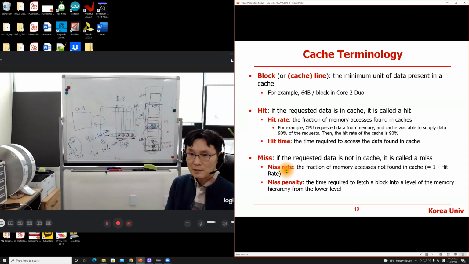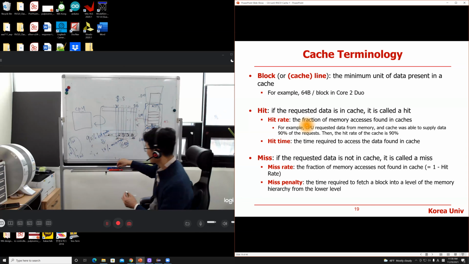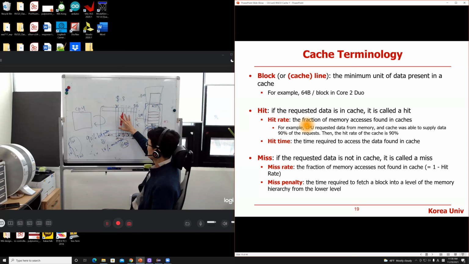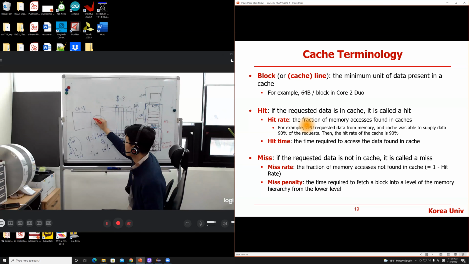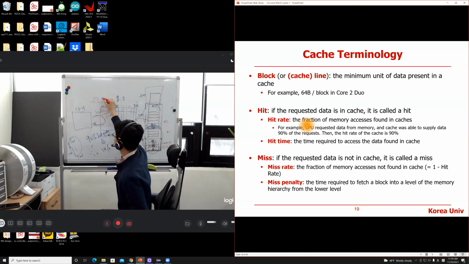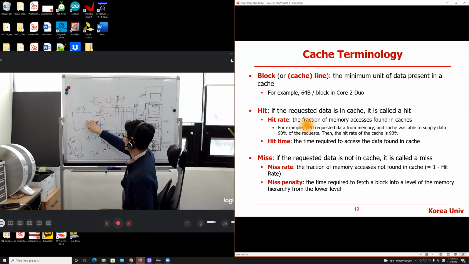So hit rate, miss rate. Hit time is what? The cache can provide information, data or instruction, to the CPU. Then how long does it take? It is 1 clock cycle, or 2 clock cycles, 3 clock cycles. That latency, the time: how many clock cycles? 3 clock cycles means the CPU should wait 3 clock cycles to get the information.